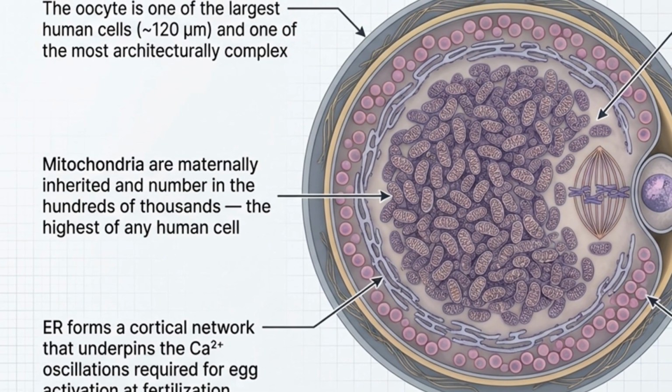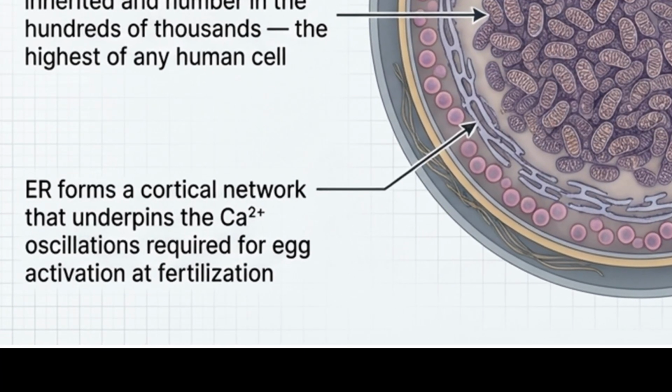The endoplasmic reticulum in the oocyte is not diffusely distributed, but forms a specialized cortical network, a reticular meshwork concentrated in the region just beneath the plasma membrane. This strategic positioning is essential.